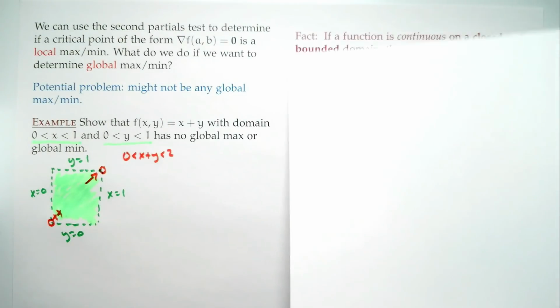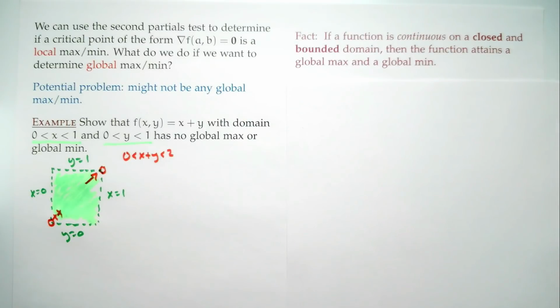Well, it turns out, fun fact, if we have a reasonable function, reasonable here being continuous, and our domain is closed and bounded. So closed says I can always get to my edges. I include my edges. Bounded says I can put my whole domain inside some big circle. In other words, I can't get arbitrarily far away. Then I attain a global max and I attain a global min.